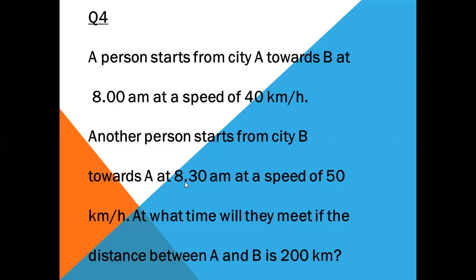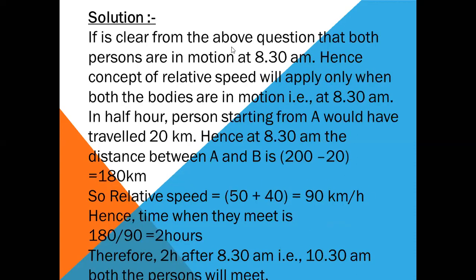But the time is different. Here it is 8:30 a.m., and there it is 8 a.m. So my question is, at what time will they meet if the distance between A and B is 200 kilometers? See, it is clear from the above question that both persons are in motion at 8:30 a.m. So the concept of relative speed will apply only when both the bodies are in motion, that is at 8:30 a.m. So in half an hour, the person starting from A would have traveled 20 kilometers, because the person moving from A to B has a speed of 40 kilometers per hour.